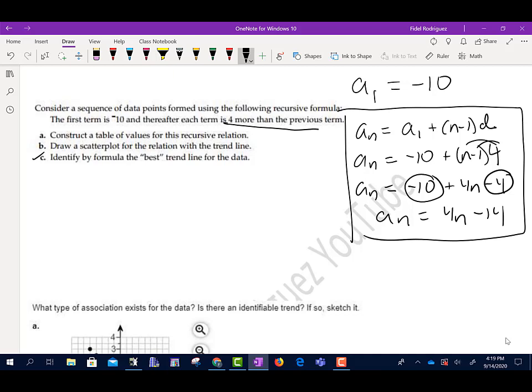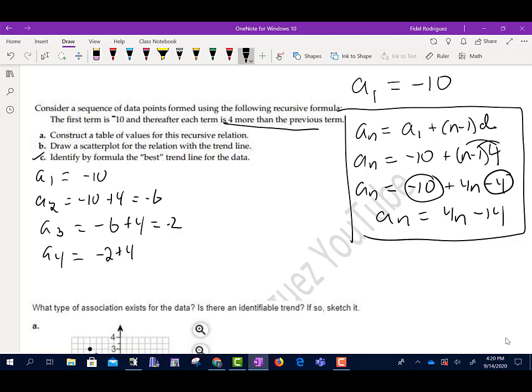That's okay. So it says construct a table of values for the recursive relation. Let's go ahead and do part A. So A1 is going to be -10. A2, we're going to have -10 plus 4, -6. A3, we're going to have -6 plus 4, -2. A4, we're going to have -2 plus 4, +2. So on and so forth, okay?